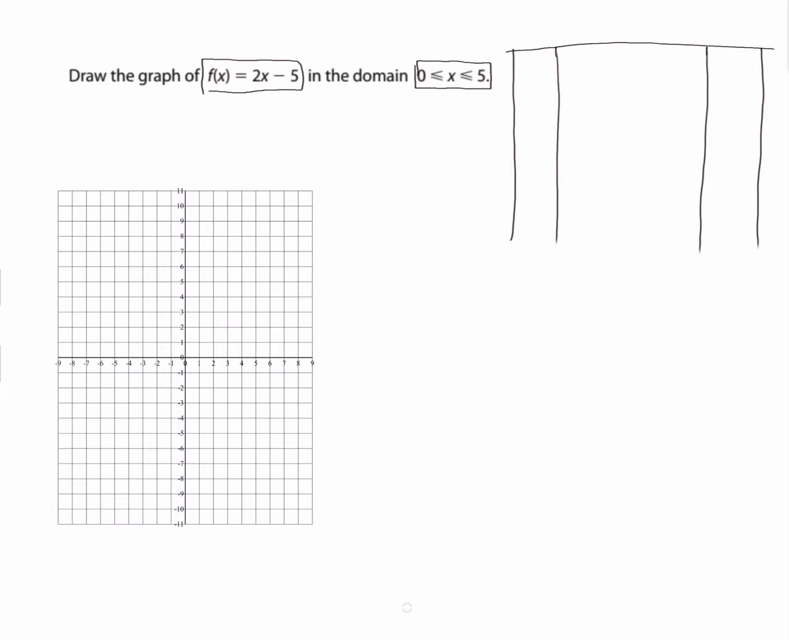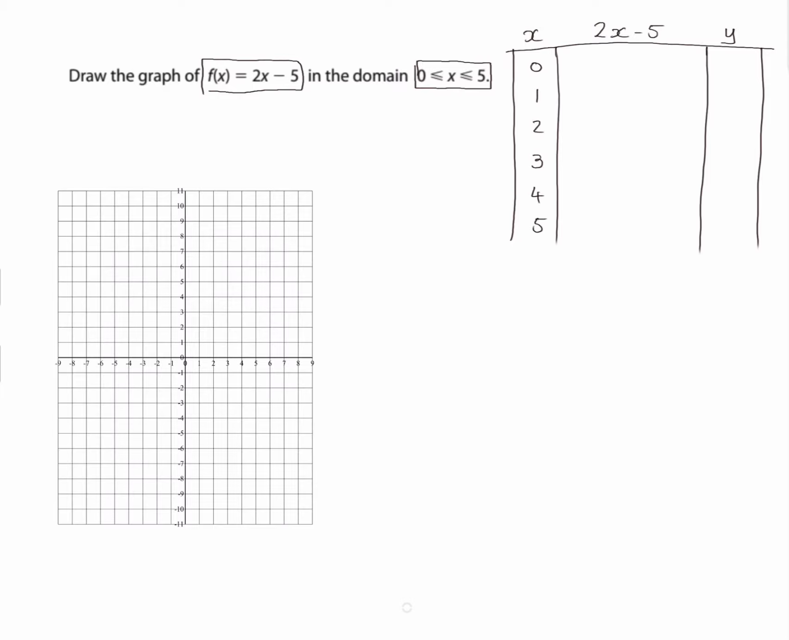And all I do in these questions is I write x here and I write y here. X stands for my input and y stands for my output. And then I put the function in the middle. And now what's the function? The function is 2x minus 5. And the domain is from 0 to 5. So it's going to be 0, 1, 2, 3, 4, and 5.